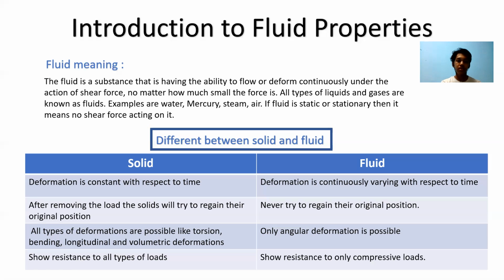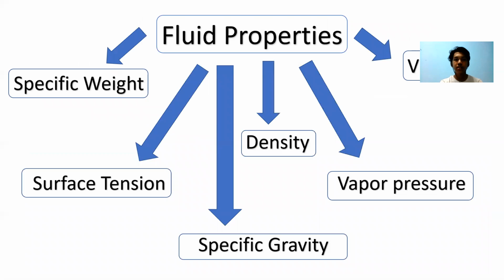Next, for solid, all types of deformation are possible, like torsion, bending, longitudinal, and volumetric deformation. Meanwhile, for fluid, only angular deformation is possible. Next, solid also shows resistance to all types of forces. Meanwhile, fluid shows resistance to only compressive forces. Next, so these are all the fluid properties.